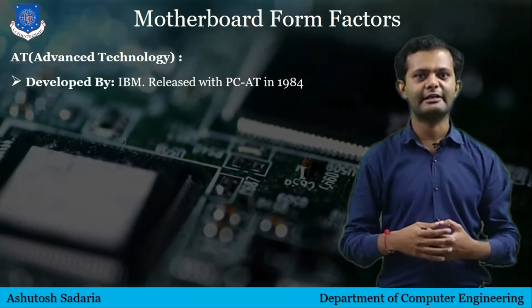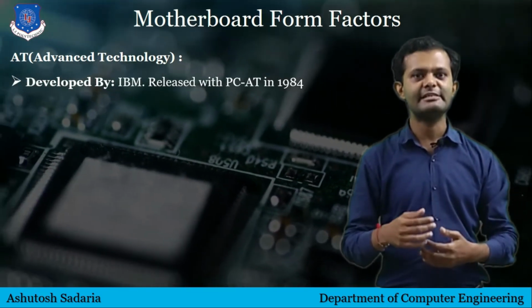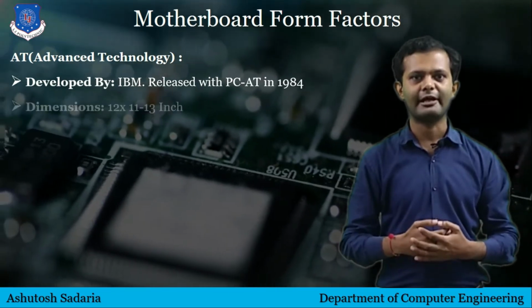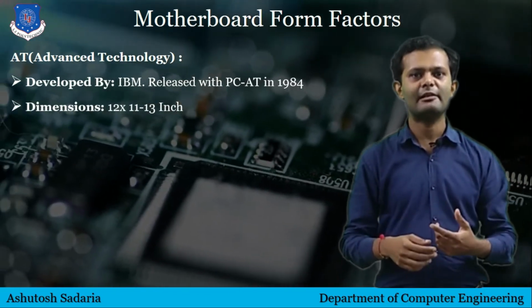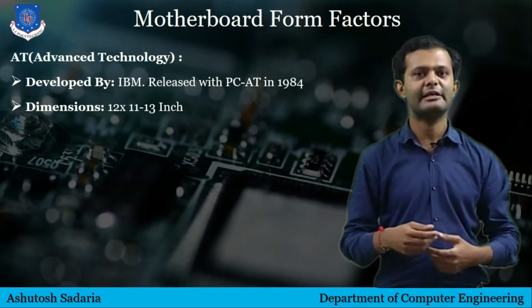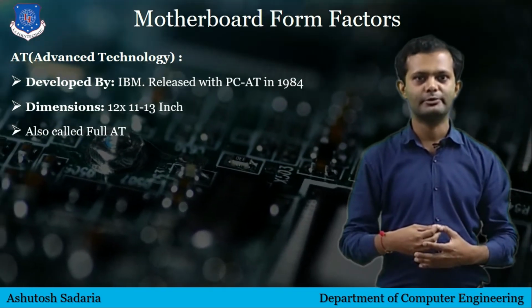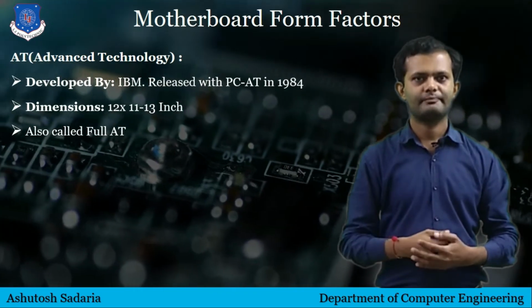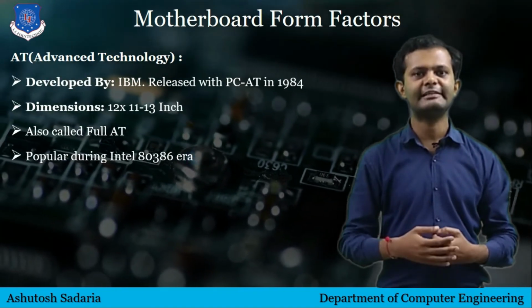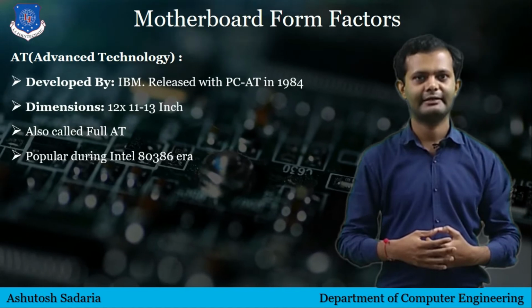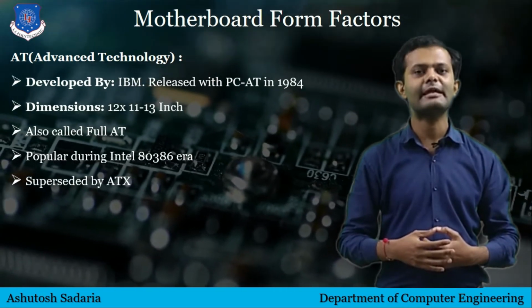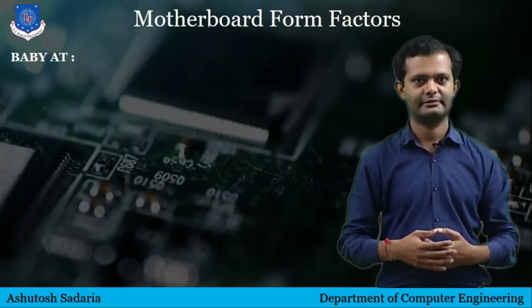AT form factor was released with IBM PC AT in 1984 and its dimensions are 12 by 11 to 13 inch. And it is also called full AT motherboard. It was popular during the Intel 386 microprocessor era and it was superseded by ATX form factor.